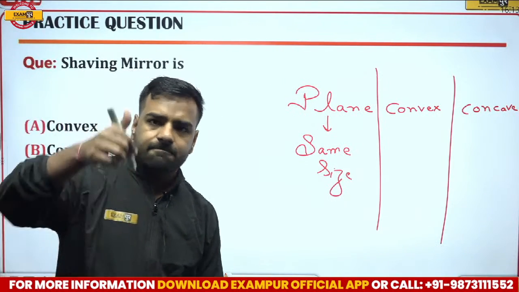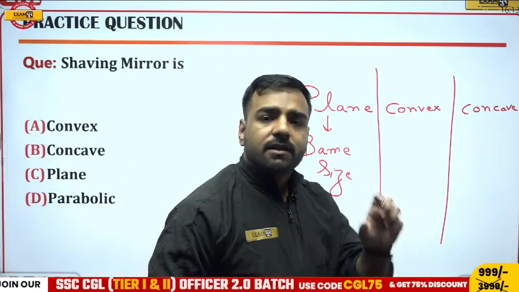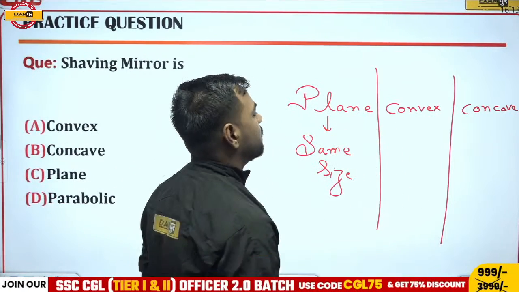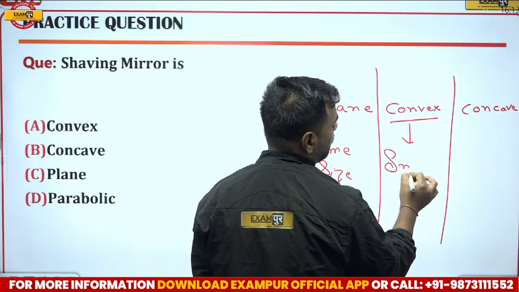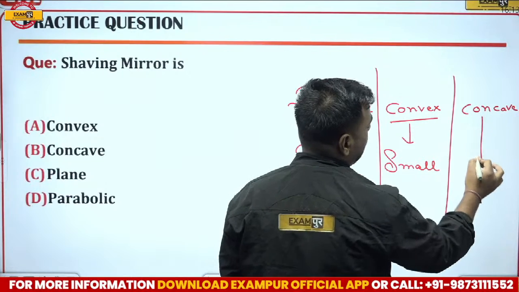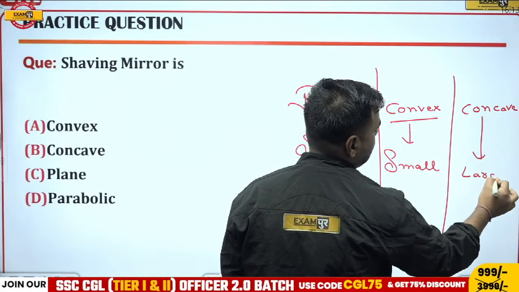Acha, you have given B answer. Okay, cool, fine, great. That's true as well. Okay, so what I was talking about, if I'll talk about this convex, I'm talking about mirrors. It is going to give you the smaller image. And if I'll talk about concave, it is going to give you the larger image.